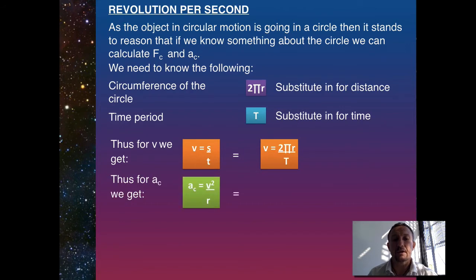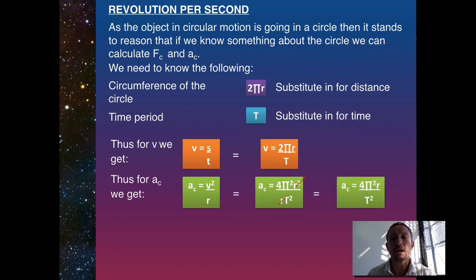Now we also know that we've got centripetal acceleration, which is v squared over r. So now we can substitute in v equals 2 pi r over t, squared, and that will all be placed over r. So as a result, rearranging, we get a_c equals 4 pi squared r squared divided by r t squared. Now our 2 r's are going to cancel. So as a result, our centripetal acceleration in circular orbit is given by 4 pi squared r divided by t squared.